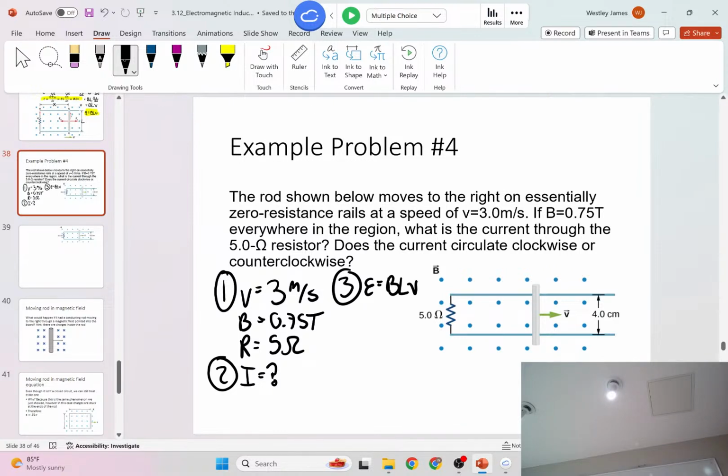So I want you all to spend a few moments. How am I going to actually find current here? That equation doesn't have it. What am I going to do? Think about it for a bit. See if you can think what the next... We're going to use that equation. But then what?